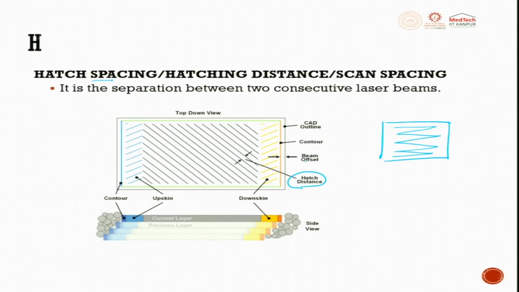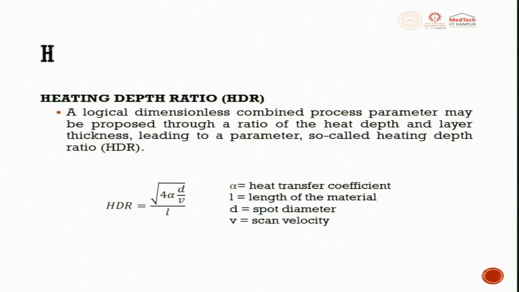So, beam offset is done, then you have a contour, then you have a CAD outer line. Here this is called the down skin and this is called the up skin. The center portion is the current layer which is made. This is very important as far as strength or time of manufacturing is concerned.